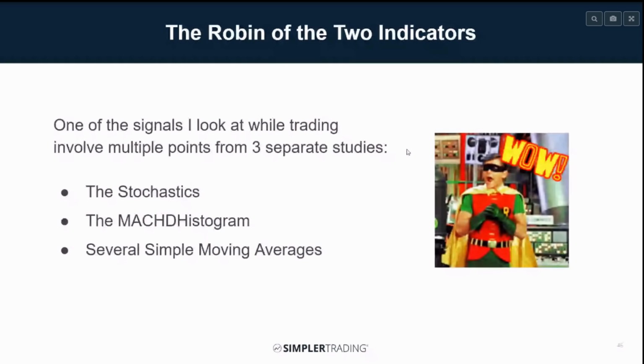The Robin of the two indicators is the compound breakout tool. And this one is actually combined of multiple signals that I look at involving 3 separate studies: the stochastics full, the MACD histogram, and several different simple moving averages.